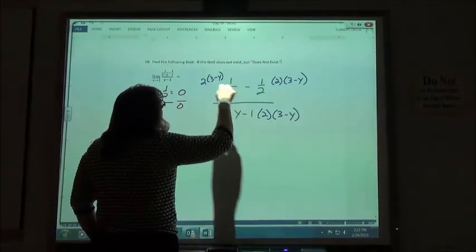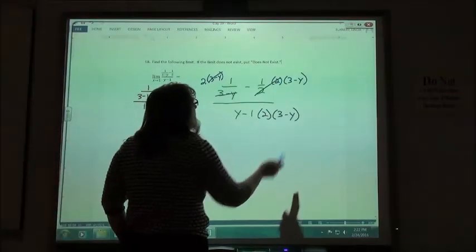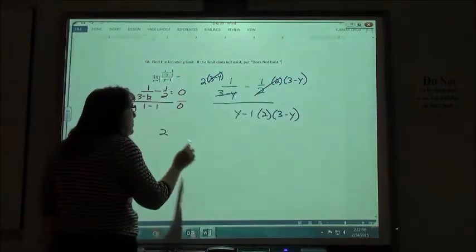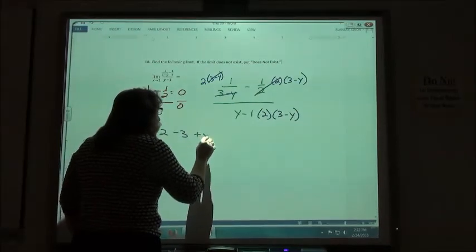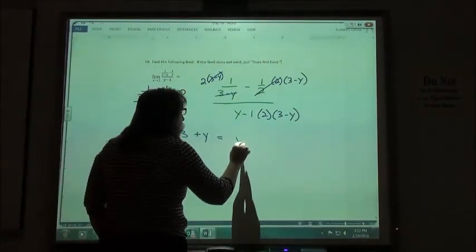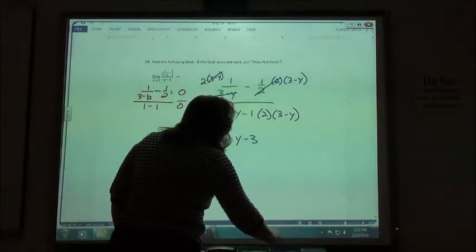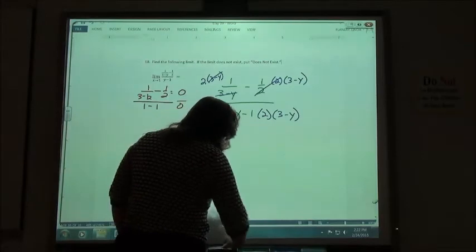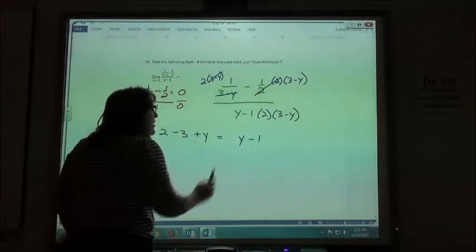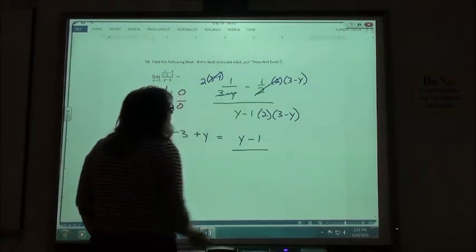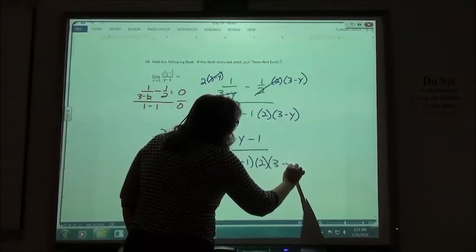So here the 3 minus y cancels out. 2 times 1 is 2. Here the 2's cancel out. Negative 1 times 3 would be minus 3. Negative times a negative is going to be a positive y. So on the top, I'm going to have y minus 3. No, not y minus 3. I'm going to have y minus 1. Y and 2 minus 3 would be minus 1. So I have y minus 1 on the top. On the bottom, I have y minus 1 times 2 times 3 minus y.